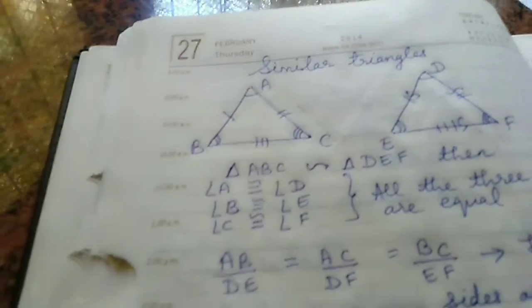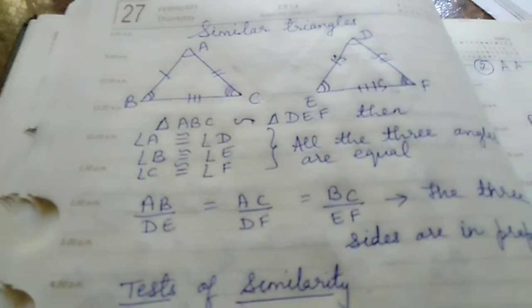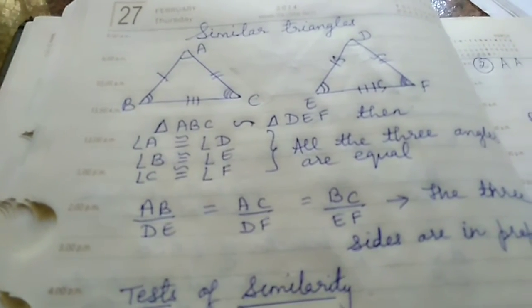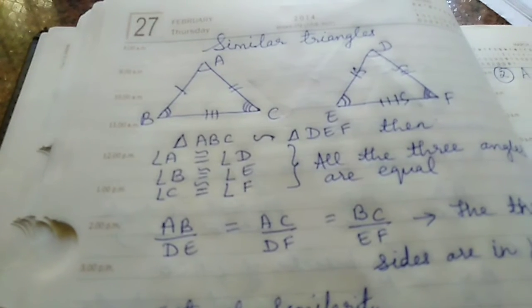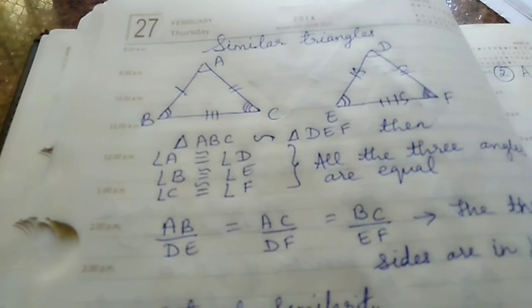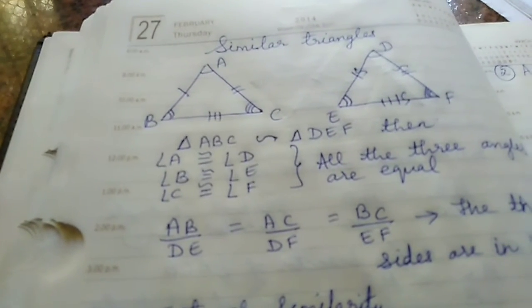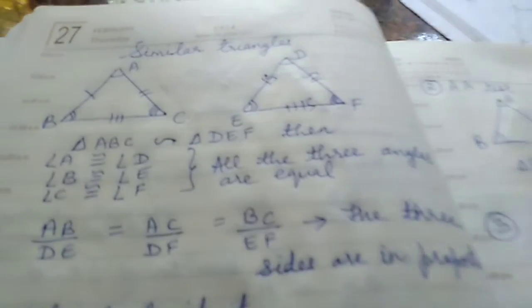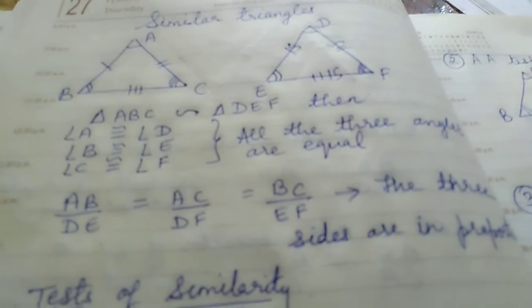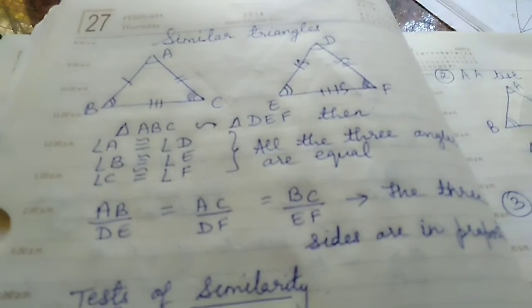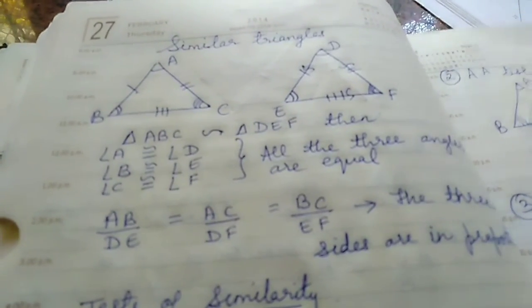Sides are not the same. Furthermore, the sides are in proportion. That is, if you take AB upon DE, it will be equal to AC upon DF, which will be equal to BC upon EF. So all the three angles are the same and all the three sides are in proportion. Then we say that the two triangles are similar.